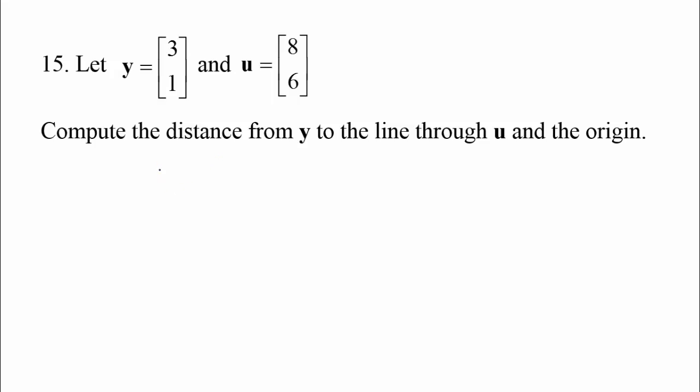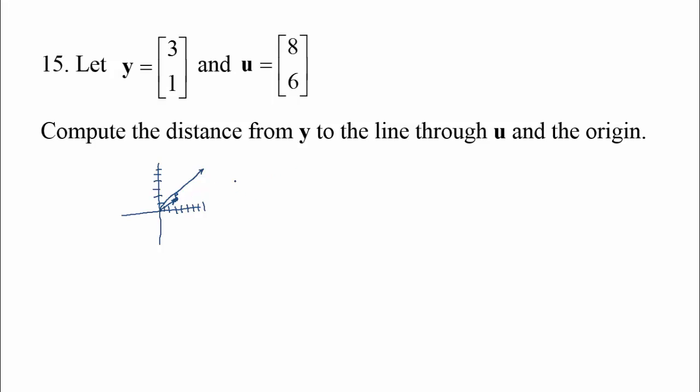So let's just draw a picture here. We have y that's going over 3 and up 1. So this is the point that we're interested in. And then we have this vector u, which goes over 8, and up 6. So over 8, 6. The question is to find the distance from the end of this vector to this line. So the distance would be orthogonal in there.